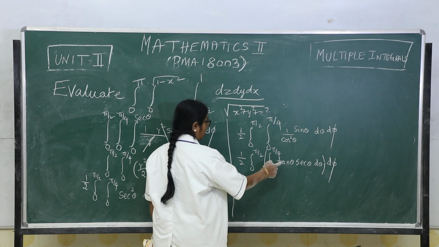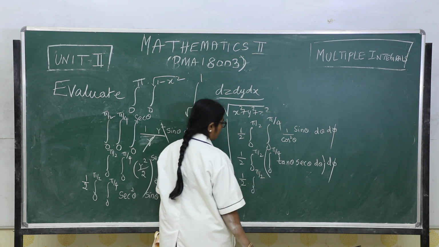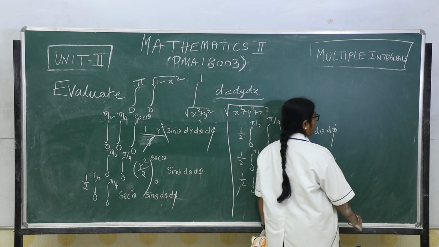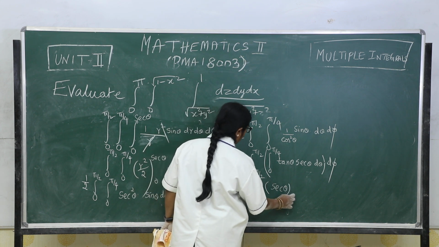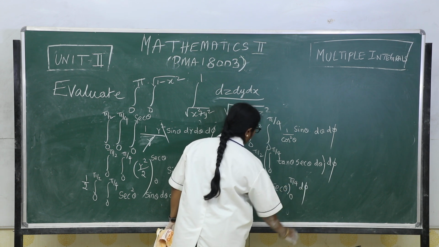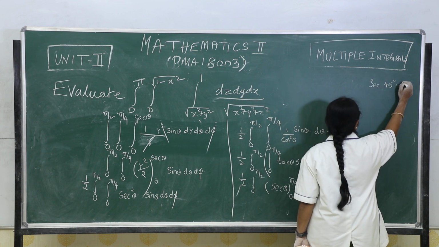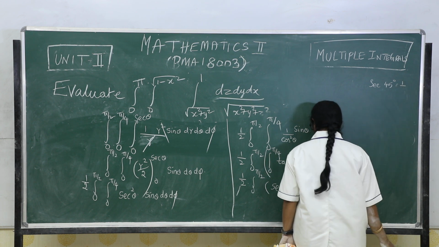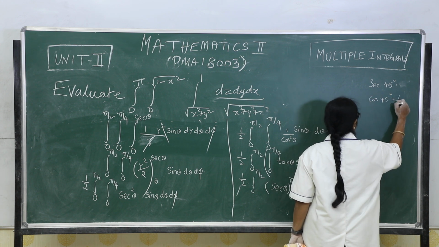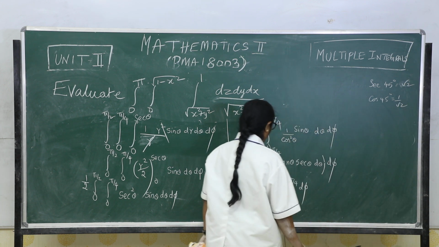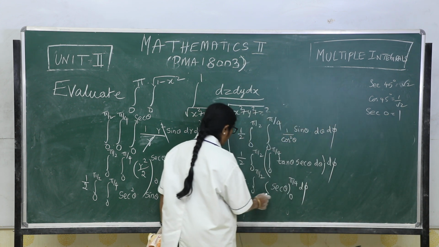What is the integral of secant theta tan theta? The integral of secant theta tan theta is secant theta, because the differentiation of secant theta is secant theta tan theta. So we get secant theta between 0 to pi by 4 with respect to phi. What is secant pi by 4? Secant 45 degrees is 1 by cos 45, and cos 45 is 1 by root 2, therefore this becomes root 2. Secant 0 is 1 by cos 0, which is 1.